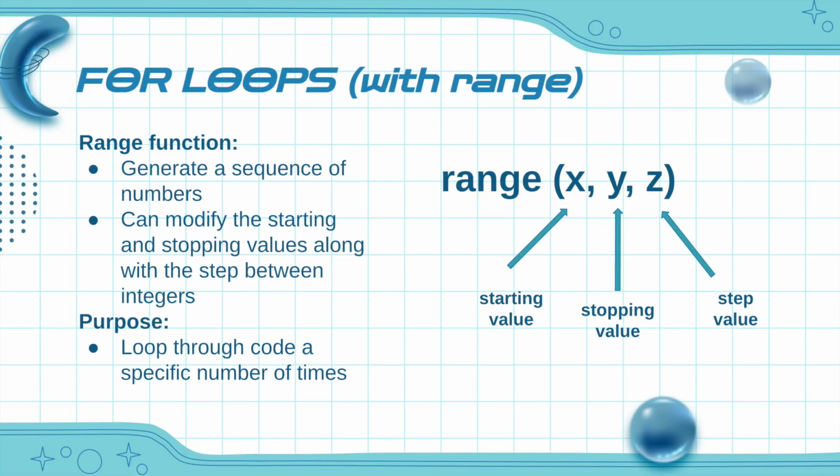Building on an understanding of basic for loops, let's talk about the range function. The range function is used to generate a sequence of numbers, allowing you to modify the starting and stopping values, along with the incrementing value. The range function is useful because it provides a convenient way to iterate over a range of numbers without having to manually create a list of those numbers. The range function can take up to 3 arguments: the starting value, stopping value, and the step or incrementing value. Let's see this concept used in practice.